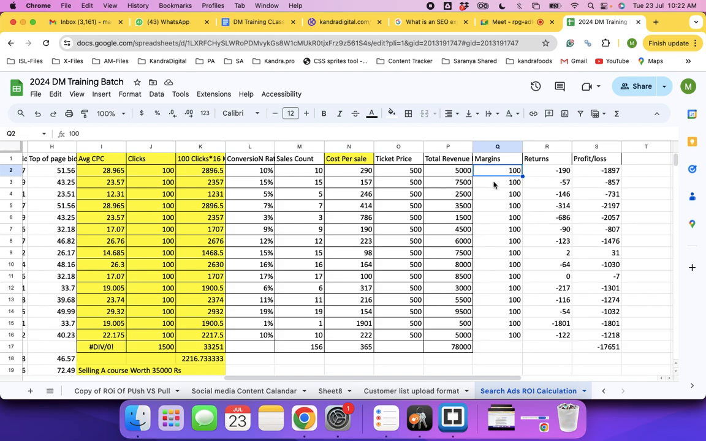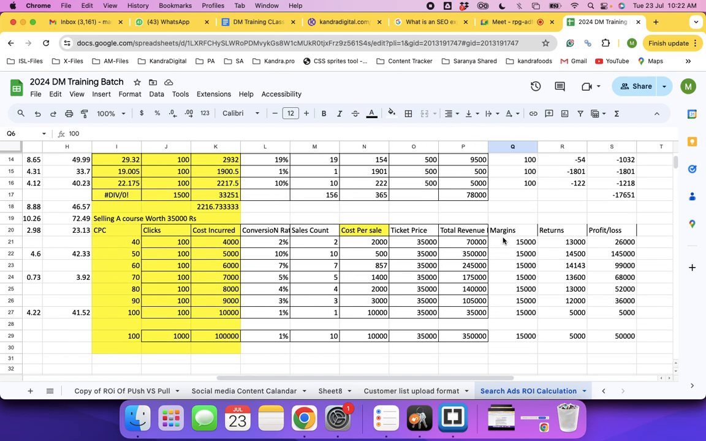Margins, how did I put 100 returns? Formula has been copy pasted.